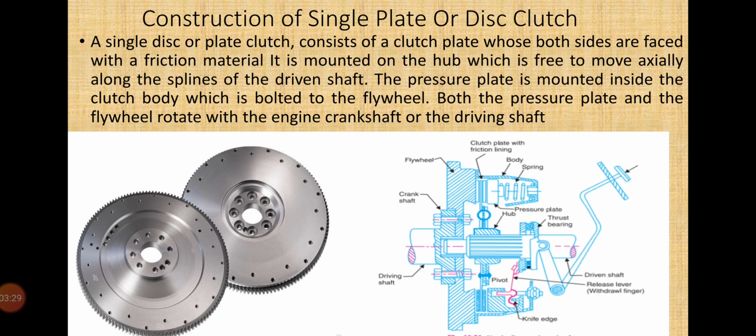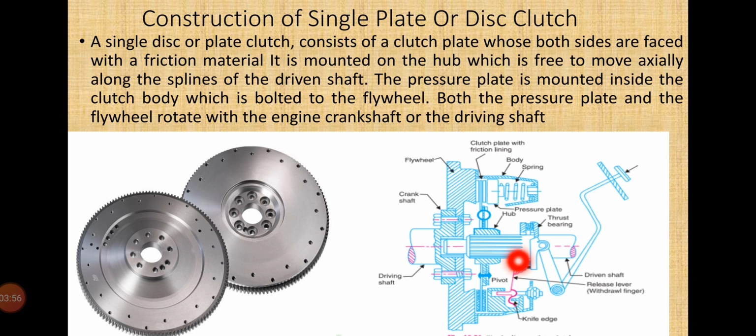The pressure plate pushes the clutch plate towards the flywheel by a set of springs which are arranged radially inside the body. The release lever, you can see here, this is the release lever, which is red in color inside the body. This is release lever.